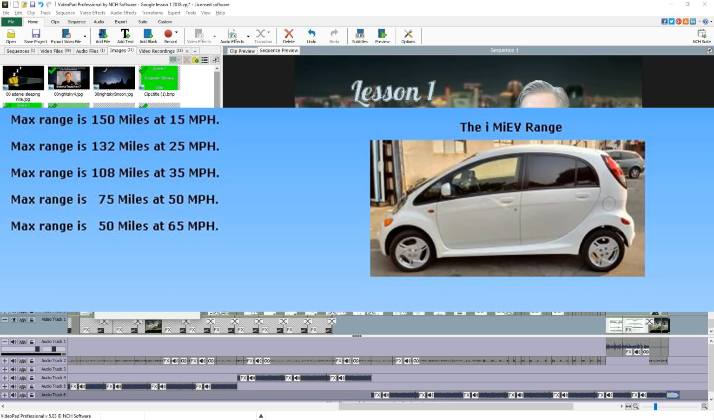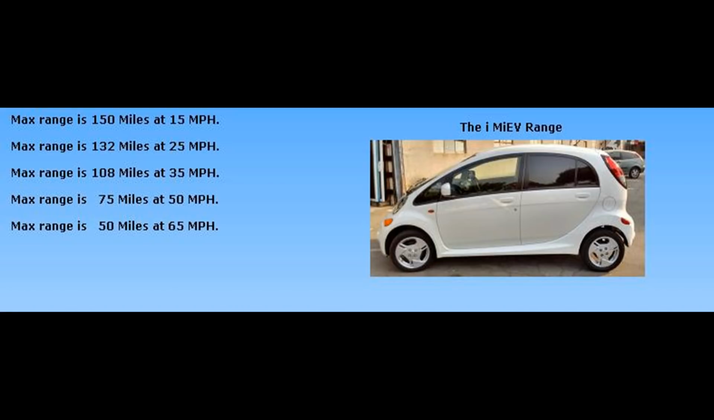If you're going on the highway though, at highway speeds, your range goes down considerably. So instead of being 100 to 150 miles, which would be the range if I was going really slow, it's about 75 miles at 50 miles per hour, and only about 50 miles if I'm going at 65 miles per hour. So yes, it does pay a lot to drive slower because you get those extra miles in.